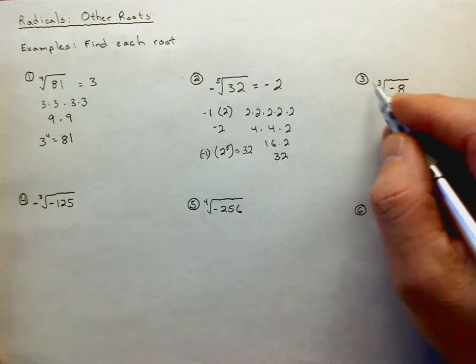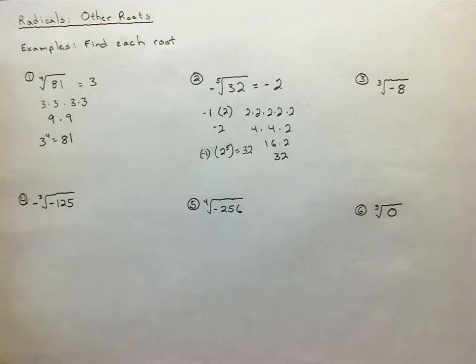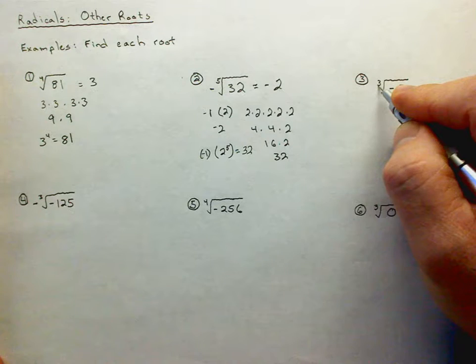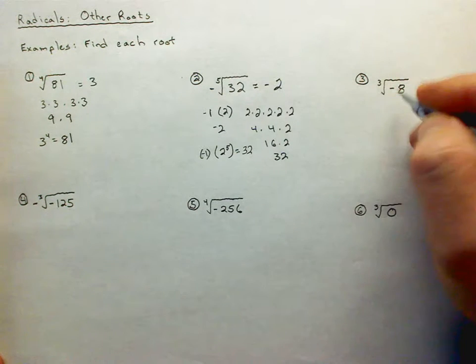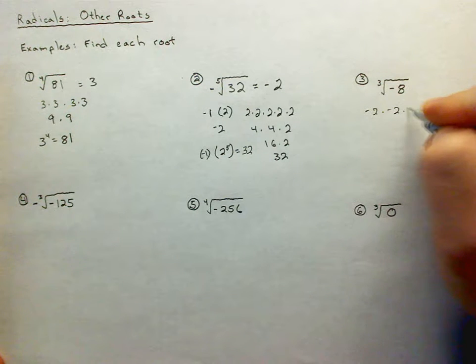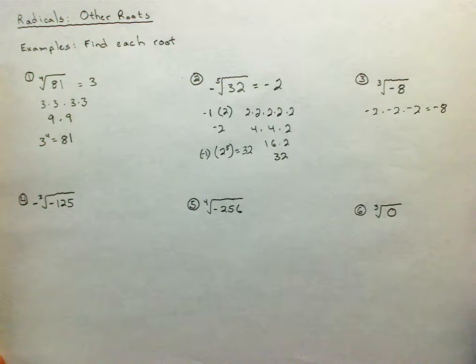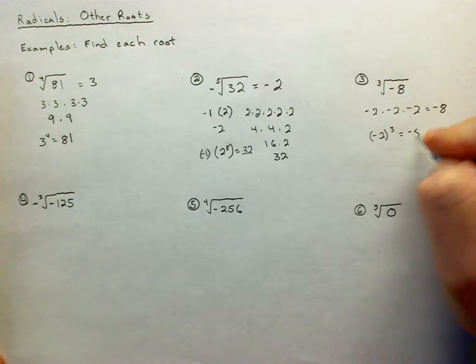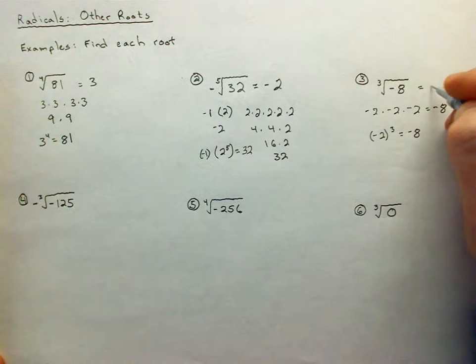Alright, what I would like for you to do is pause the video, and work the next 4 problems, and let's see if we end up with the same answer. Okay, negative sign under the radical, but I have an odd index, so there should not be any problem with that. I will have a real number solution. So I'm looking at a number that I multiply by itself 3 times and end up with a negative number. Well, I say a negative 2. A negative 2 times a negative 2 times a negative 2 equals a negative 8. So it's the same as saying a negative 2 cubed equals a negative 8. Therefore, the cube root of a negative 8 is a negative 2.